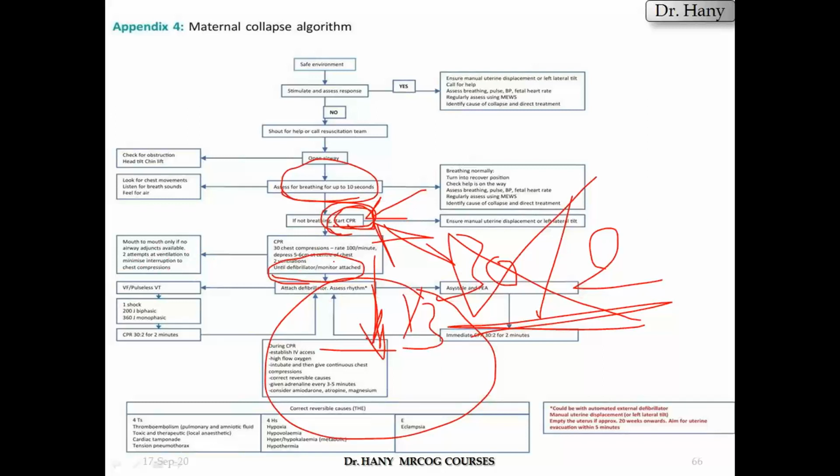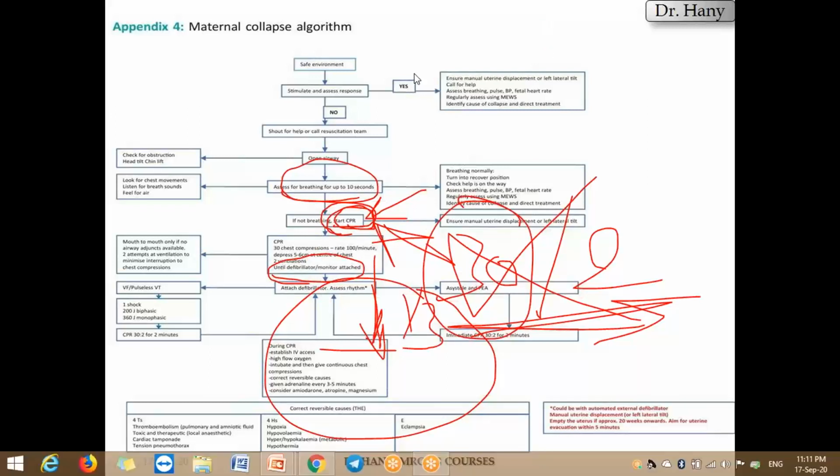The chest compression has criteria. The rate is 100 per minute and the ratio is 30 to 2. So both are exam questions. Your rate is 100 compressions per minute. The ratio is 30 compressions to 2 ventilations. Okay?